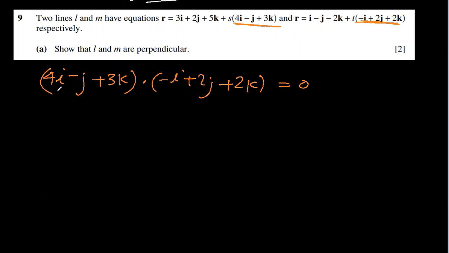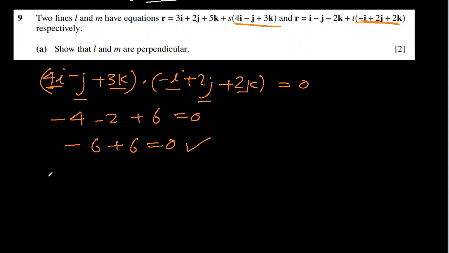So whenever we find the dot product, we multiply the coefficients of i with i, which is minus 4 in this case, j with j, minus 2, and 3 and 2, k and k, plus 6. Is this equal to 0? Yes. Minus 6 plus 6 is equal to 0. Yes, the lines are perpendicular.